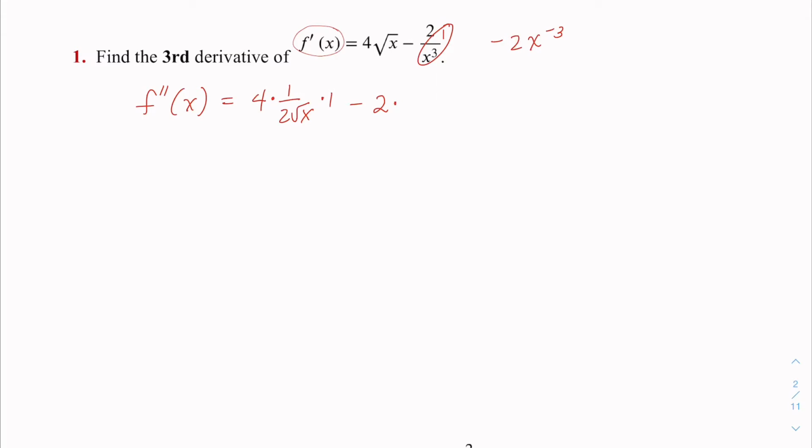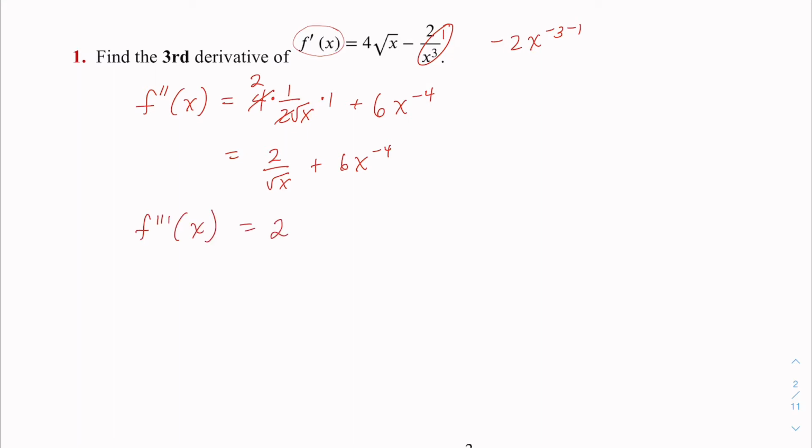Actually, now that I've rewritten it, I can see that that negative 2 and negative 3 will multiply to positive 6x to the power of, subtracting 1 from the exponent, as we always do with our derivatives, leaves me with negative 4. Okay, let's clean this up. So 4 and 2 will cancel, leaving me with 2 over root x plus 6x to the negative 4. I'm going to take the derivative again on the left, and now we'll do it on the right.